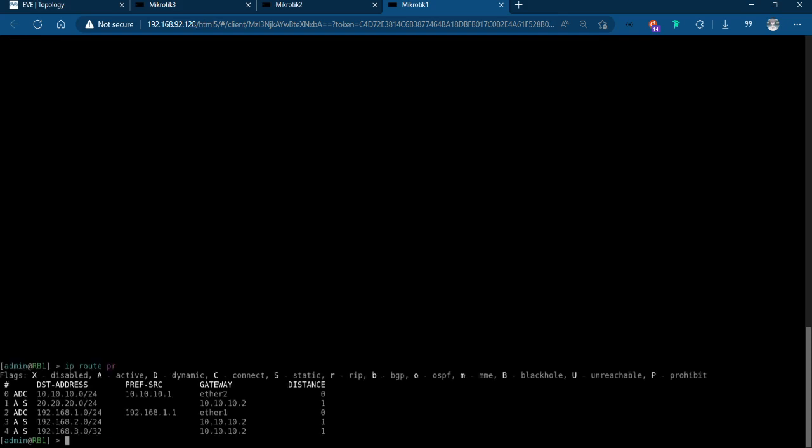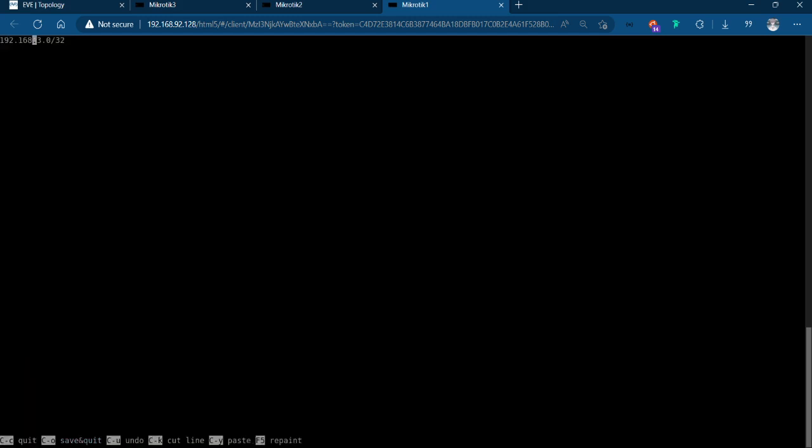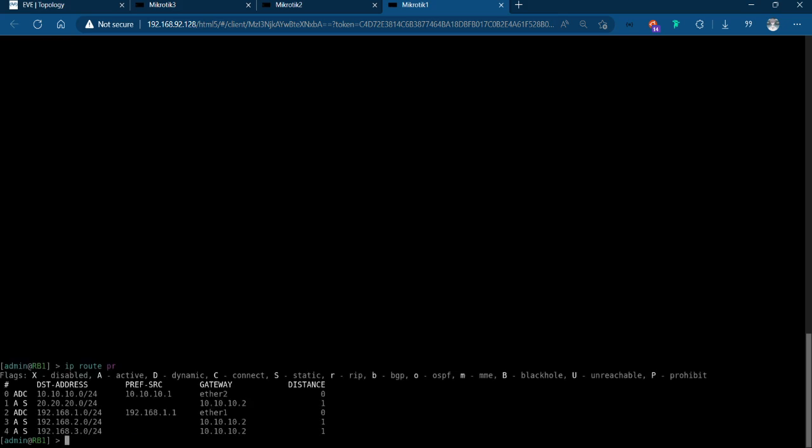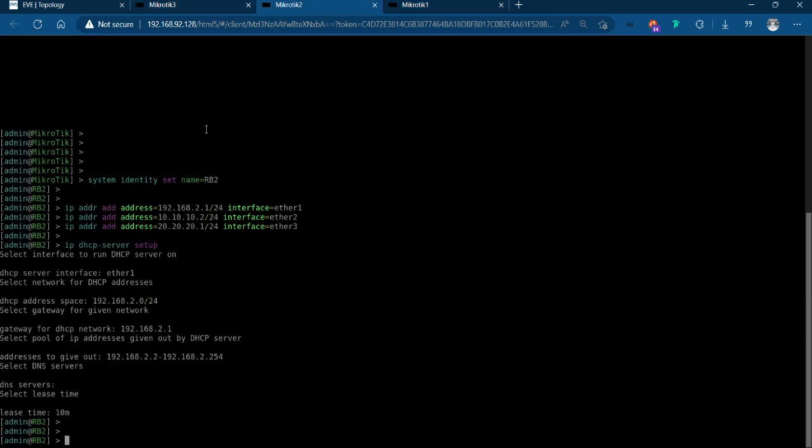Because 3.0 is /24, we have to change the /32 into /24. I forgot, I changed it into /32. Okay, done. We're going to do the routing process for this.